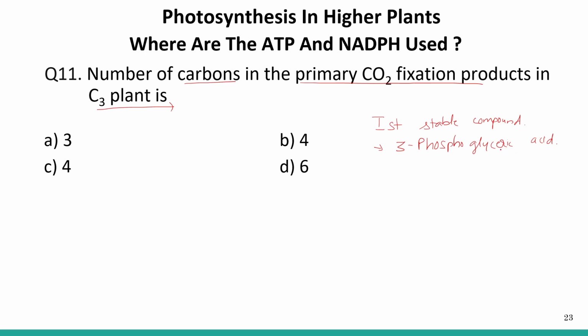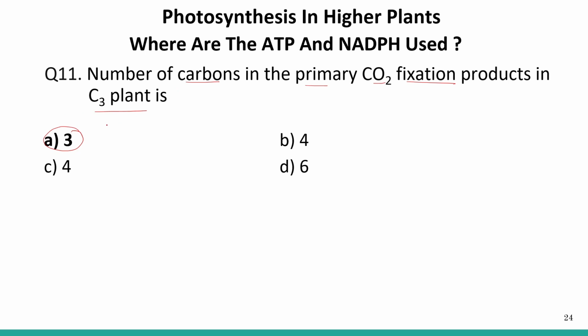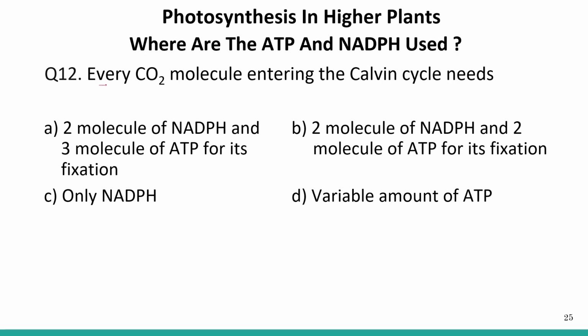Alright. So options are 3, 4, and 6 here. So what should be the correct answer here? 3 is the correct answer. The number of carbons in the primary carbon dioxide fixation product in a C3 plant is 3, a compound known as 3-phosphoglyceric acid.